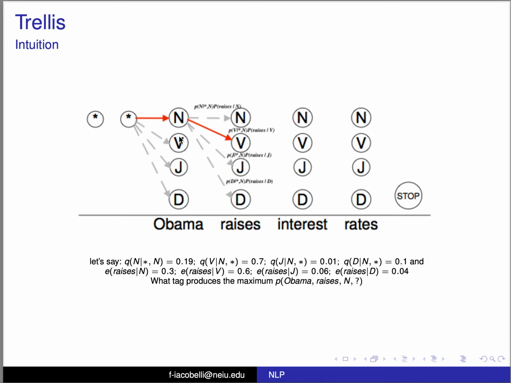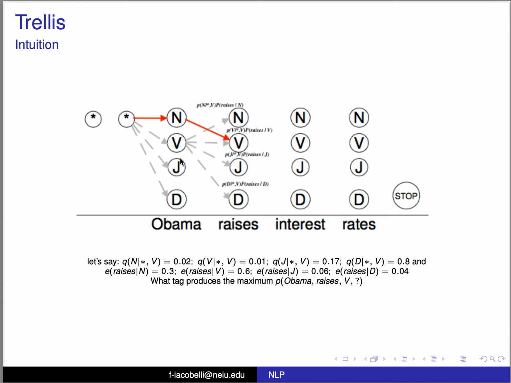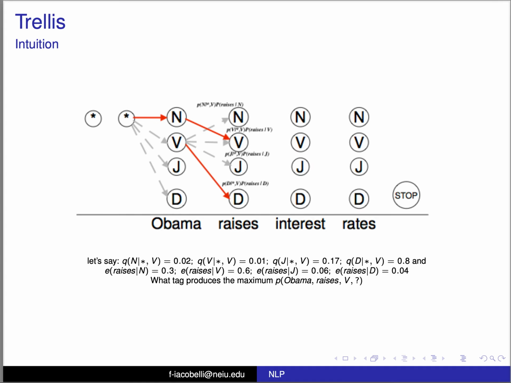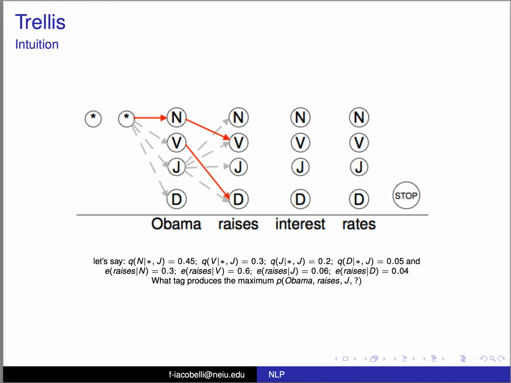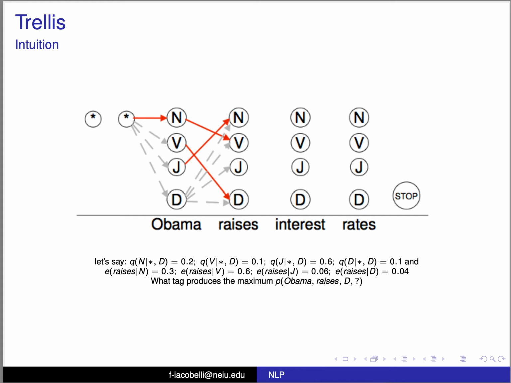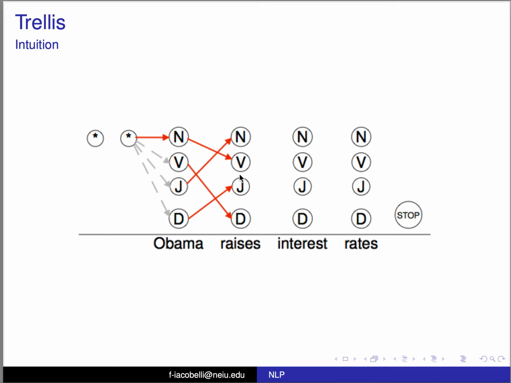Now I'm going to do the same thing with verb, noun, verb, verb, verb, and so on, so all possible combinations of these two. And I'm going to find the most likely path if it were a verb, and it's that one. I'm going to do the same thing for adjective. So I'm going to look at adjective and all of these. And I find that the most likely path is this one. And then I'm going to do the same thing with determiner and all of these. And you will see that the most likely path is that one, for example.